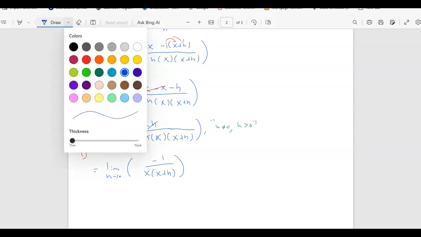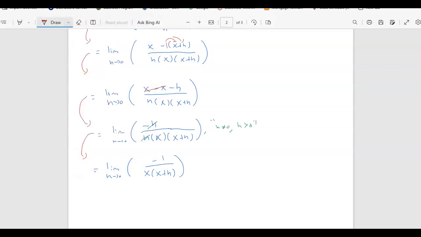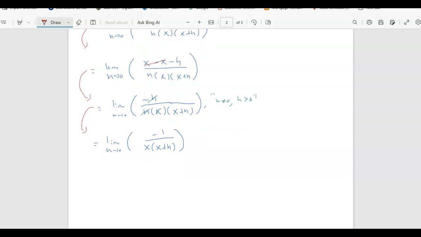And then at this point, we can actually evaluate the limit. Let me just rewrite that next step here. And once you evaluate the limit, you don't have to carry the expression. This is going to be negative 1 over x times x plus 0, which simplifies to negative 1 over x squared. From here, let me just rewrite the final answer. The derivative of this function is going to be negative 1 over x squared.